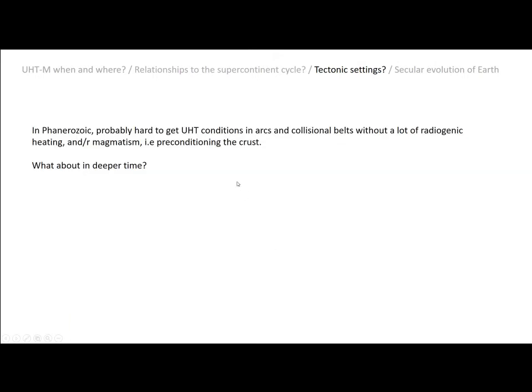So in the Phanerozoic, it's probably hard to get to UHT conditions in arcs and collisional orogens without radiogenic heating and magmatism, which is known as preconditioning the crust. What about deeper in time?